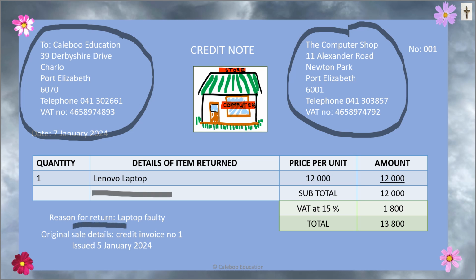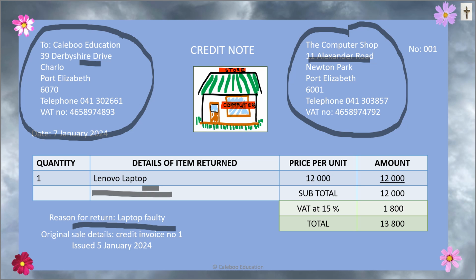The laptop was faulty, and the original sale, the credit purchase of Calibre Education. Remember, Calibre Education purchased a laptop from the computer store. That was the original transaction. But since then, this laptop has given hassles. It's been faulty. The laptop was returned to the computer shop.